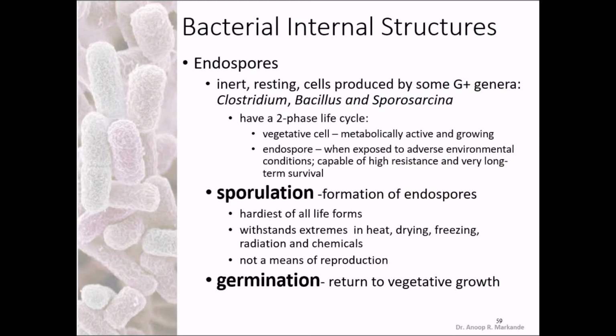So we come to the next bacterial internal structure, which is the endospore. What is an endospore? It is an inert resting cell produced by the gram-positive genera Clostridium, Bacillus and Sporosarcina and other species. They have a two-phase life cycle, a vegetative cell phase, which is metabolically active and growing. Second is the endospore stage. When exposed to adverse environmental conditions, these are capable of high resistance and very long-term survival. Sporulation is the formation of these endospores. These are the hardiest of all life forms, withstanding extremes of heat, drying, freezing, radiation and chemicals.